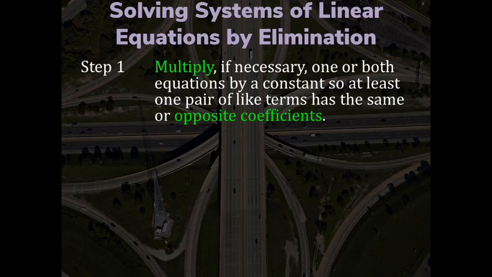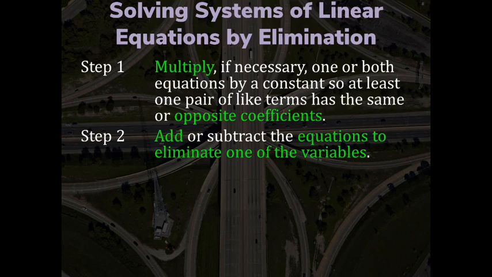So here are the steps to elimination. First, you will need to multiply, if necessary, one or both equations by a constant, so at least one pair of like terms have the same or opposite coefficients. In other words, you want to get it so that if you add up the two equations, either the x's will disappear or the y's will disappear. Now, for today's examples, you won't have to do this step. They're already ready to go, so you won't have to multiply. We'll work on those tomorrow.